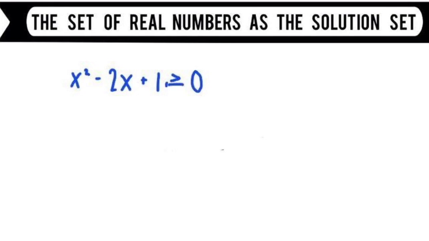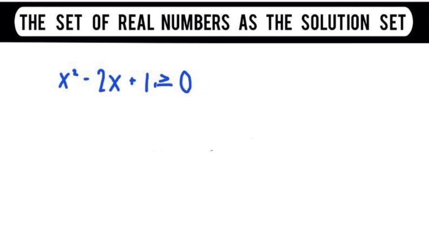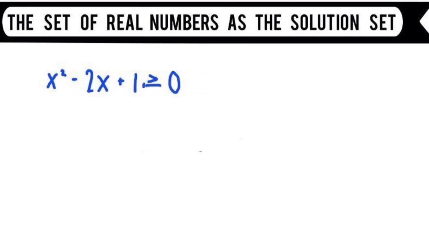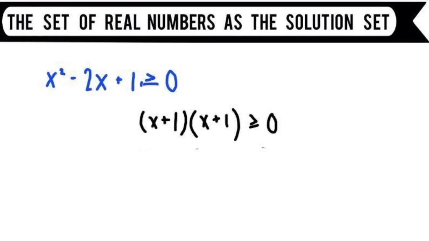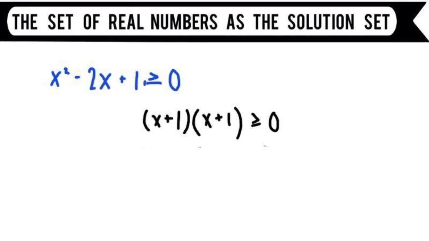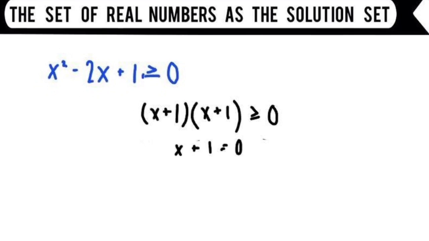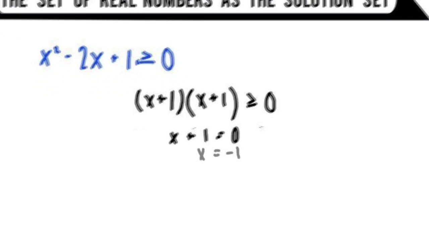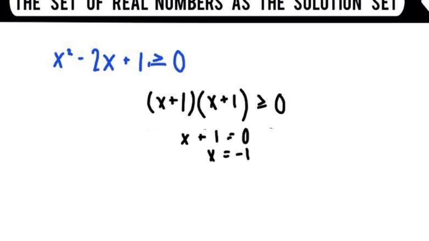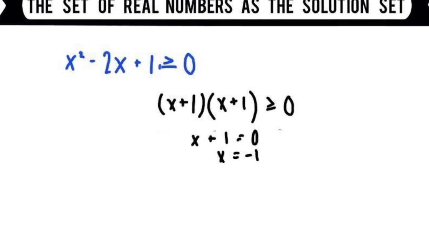Consider the equation x squared minus 2x plus 1 is greater than or equal to 0. We factor this out, which will therefore become x plus 1 times x plus 1 is greater than or equal to 0. We use the zero property method so that x can be isolated. Our x now will be negative 1, since 1 will be transposed to the other side.